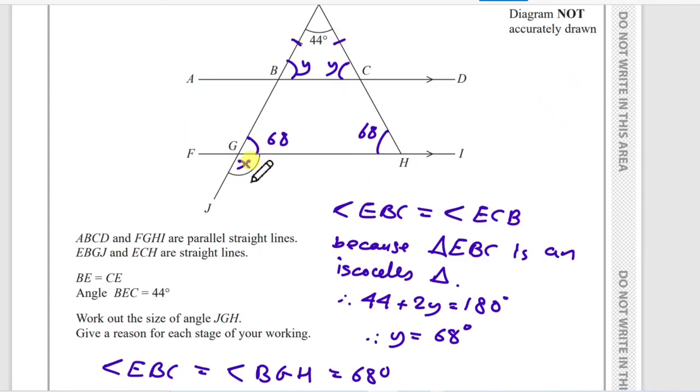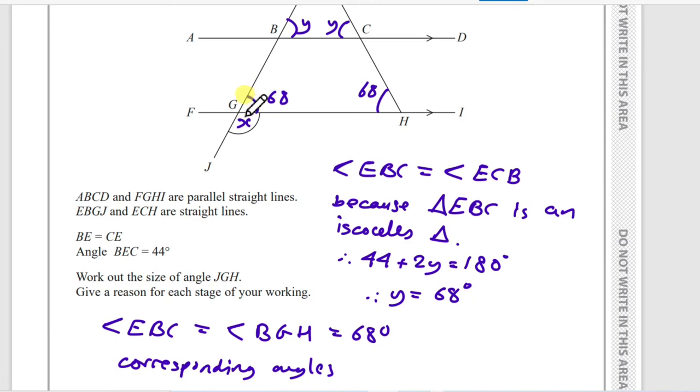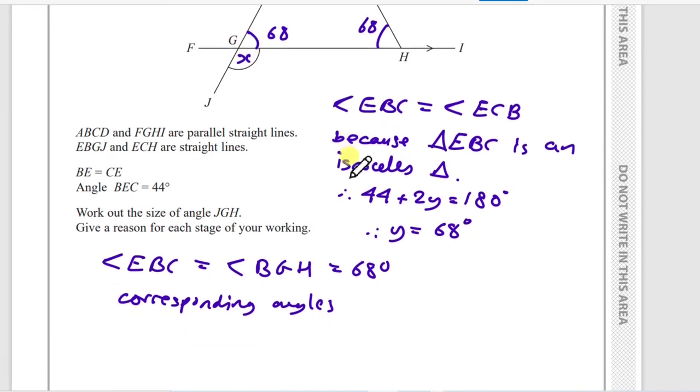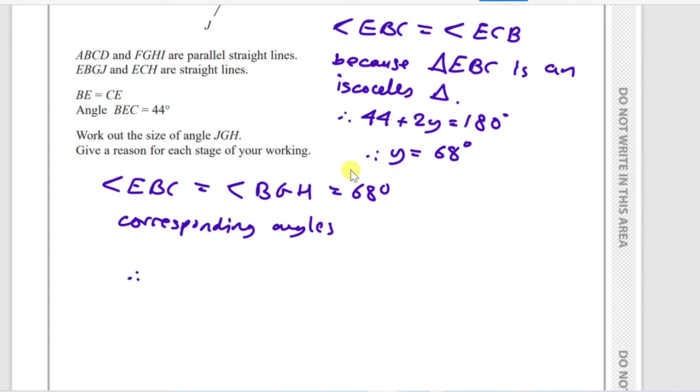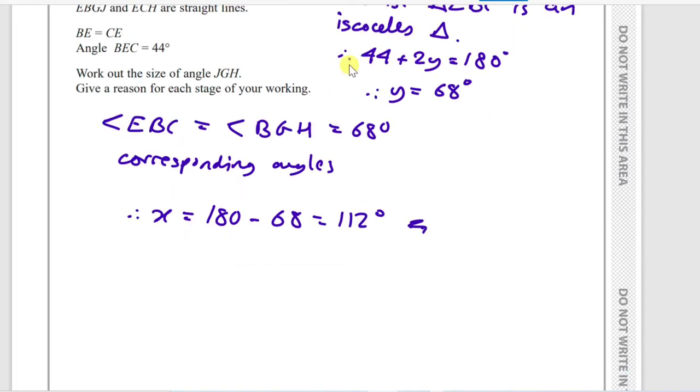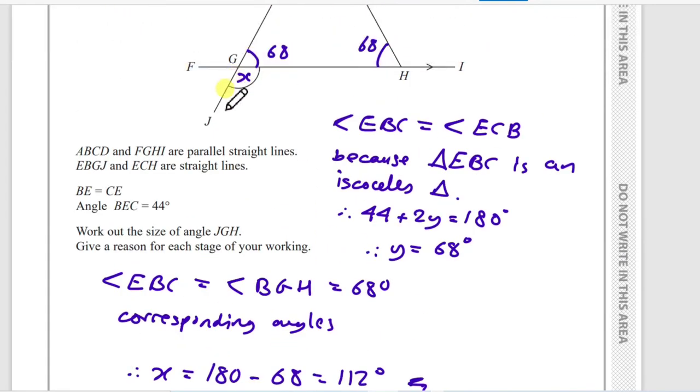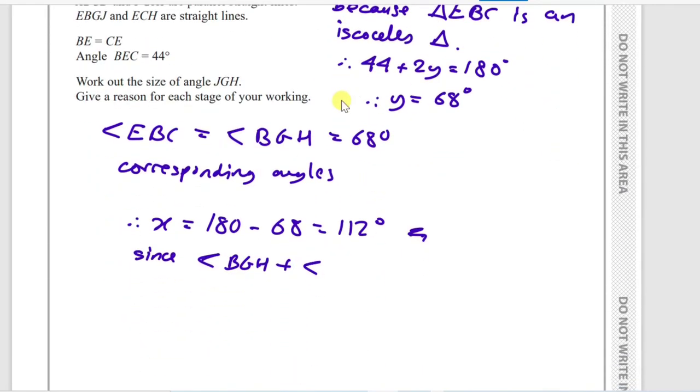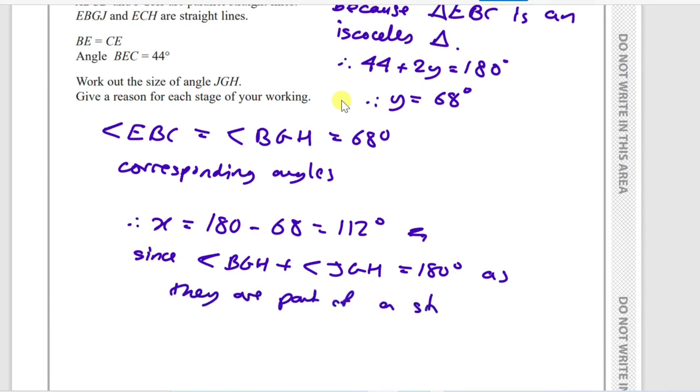If that's 68, now this is the easy part. Then you can say angles on a straight line. So that means 68 plus X must equal 180 degrees. So you can say, therefore, X equals 180 minus 68, which is 112 degrees. And we can say, since angle BGH plus angle JGH equals 180 degrees as they are on a straight line, as they are part of a straight line.